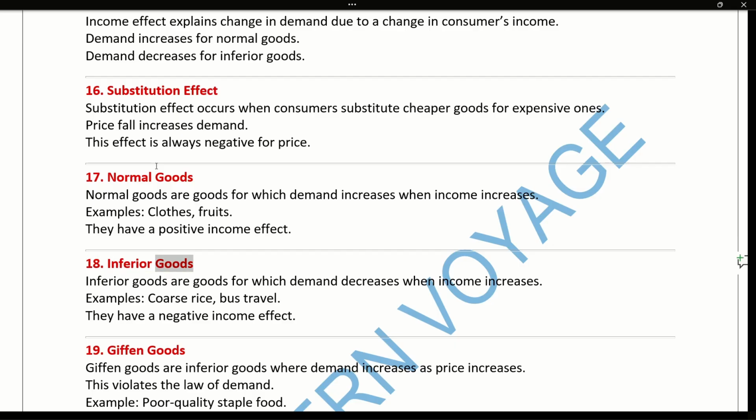18. Inferior goods. Inferior goods are goods for which demand decreases when income increases. Examples: coarse rice, bus travel. They have a negative income effect.